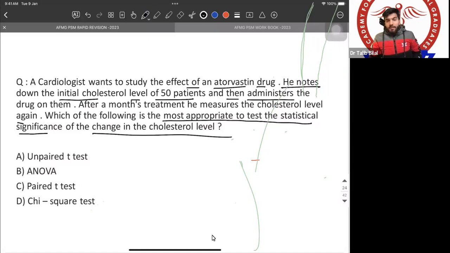What is the answer, guys? Everyone. Okay, the answer is paired t-test. So how is it a paired t-test, guys? Let's discuss.